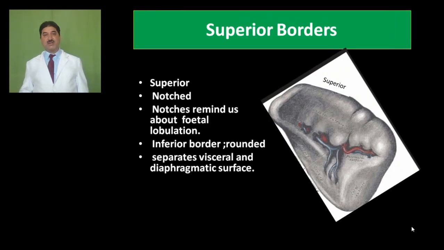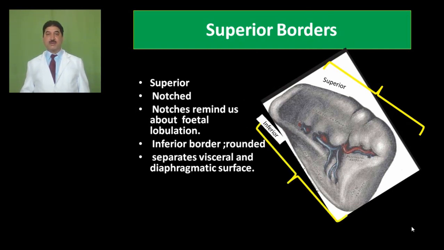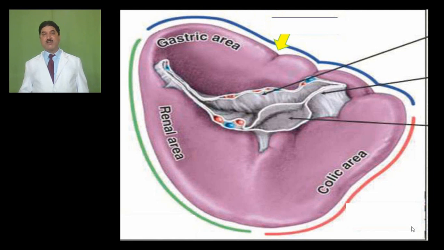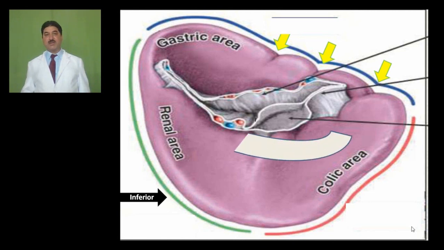Superior border is notched. Notches remind us about fetal lobulation. Inferior border is rounded and separates the visceral and the diaphragmatic surfaces of the spleen. Superior border, as already said, is notched. This notching represents the fetal lobulation of the spleen. Inferior border separates the visceral surface from the diaphragmatic surface of the spleen.